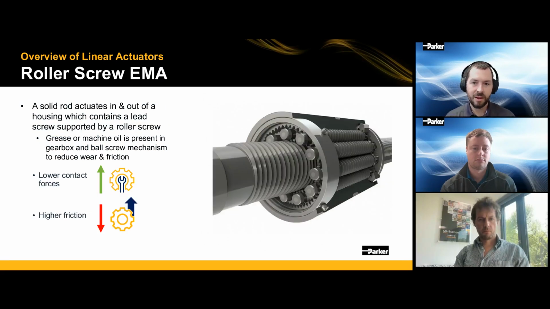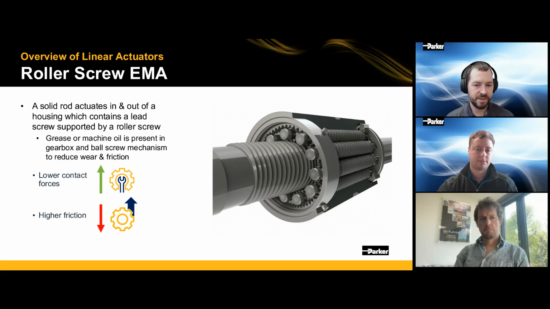The next style of EMA is a roller screw, and these are available in both internal and external planetary styles. On the right image, you can see an external planetary style. Again, you've got an electric motor driving a gearbox, which either rotates the lead screw or the cage, depending on the style. And again, you're going to have position sensing that's relatively easy to implement due to the mechanical relationship between the motor rotation and the linear displacement.